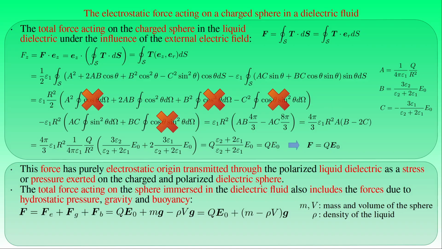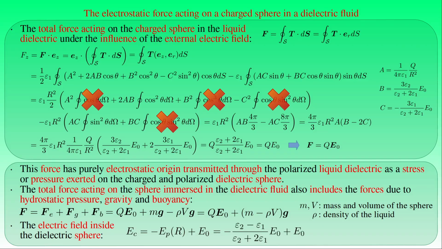We also note that when we consider the electric field EC inside the sphere we interpreted it as the cavity field produced by the polarized liquid dielectric surrounding the sphere, which is modified by the polarization field of the dielectric sphere. We saw that it can be written as negative EP evaluated at capital R, plus the external electric field E naught. Because we expressed EP evaluated at capital R as the difference between epsilon 2 and epsilon 1 over the sum of epsilon 2 and 2 times epsilon 1, times E naught, the field EC can be written as 3 times epsilon 1 over the sum of epsilon 2 and 2 times epsilon 1, times E naught.